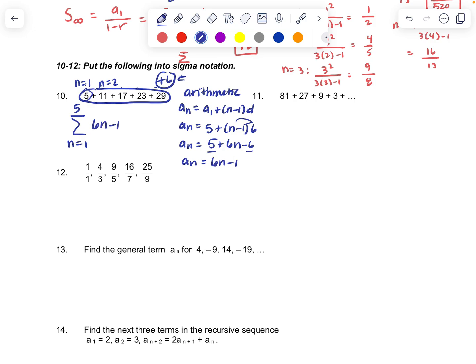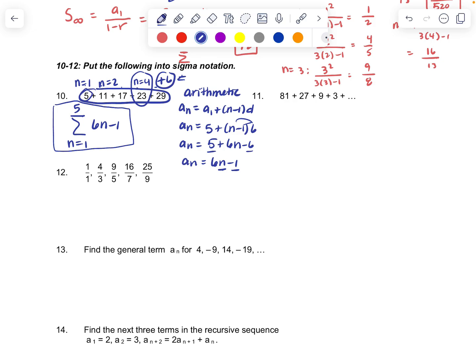Now look, test your theory out. Make sure it actually works. How about if we pick like n equals 4? It better spit out 23. Well, look, 6 times 4 is 24. 24 minus 1 is 23. If you pick a random number like that and it works, chances are you got the right one. So there is sigma notation.